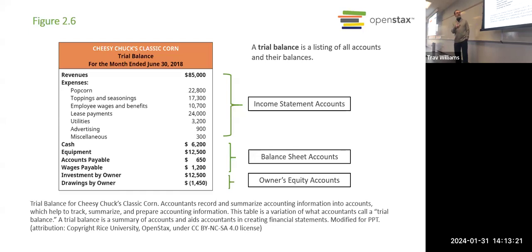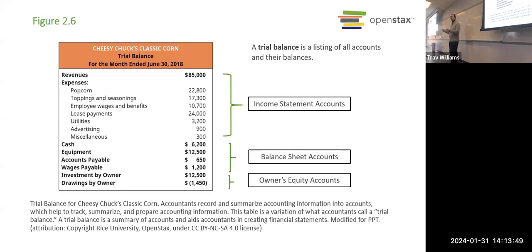So we have basically the income statement accounts on top, the balance sheet accounts on the bottom. Now, when you see a trial balance like this one, normally you have two columns, a debit column and a credit column. And the reason you would normally separate it that way is because every account has either a debit balance or it has a credit balance.